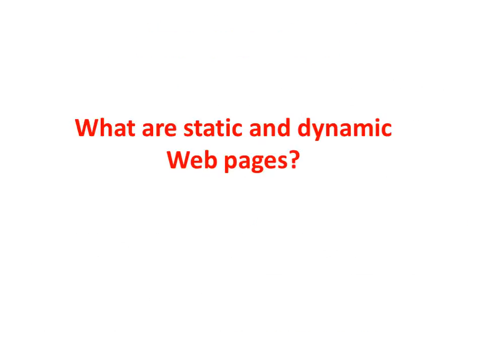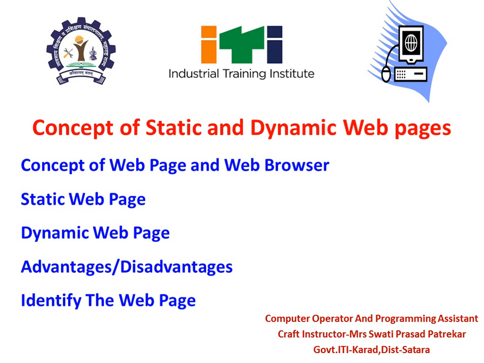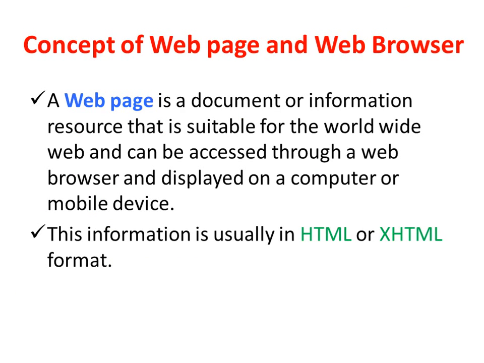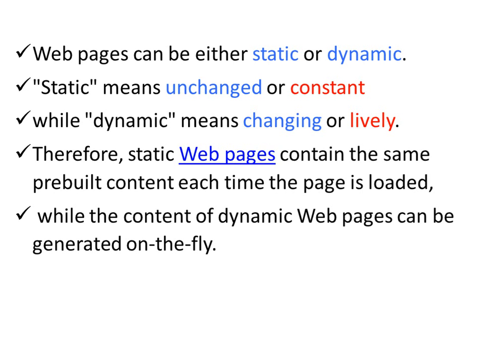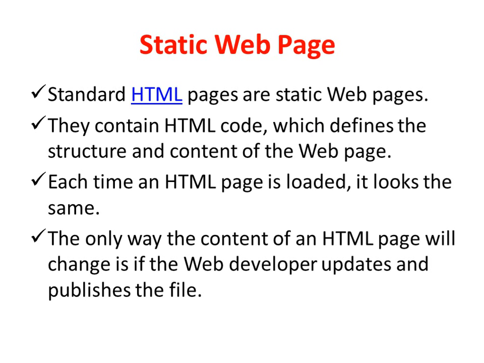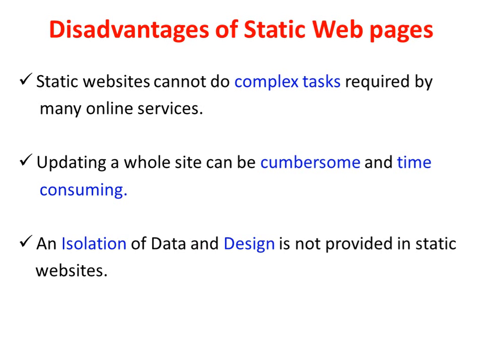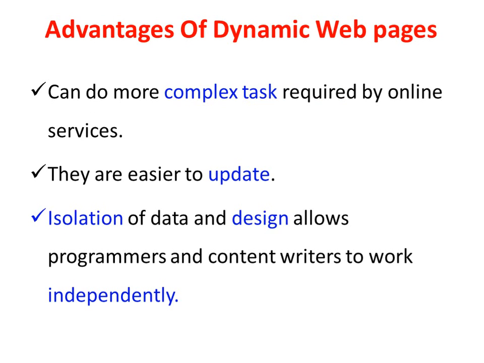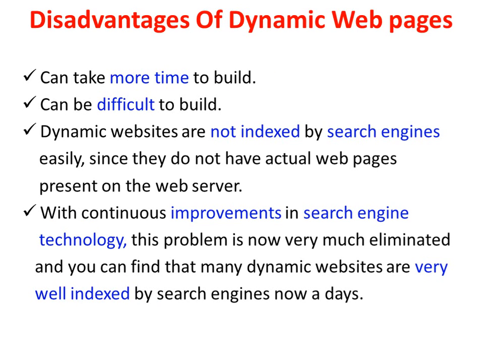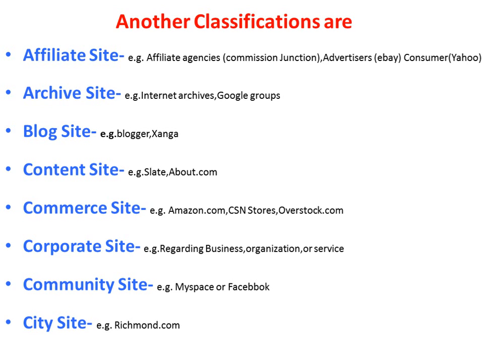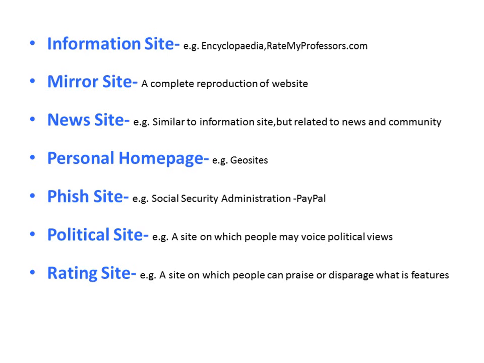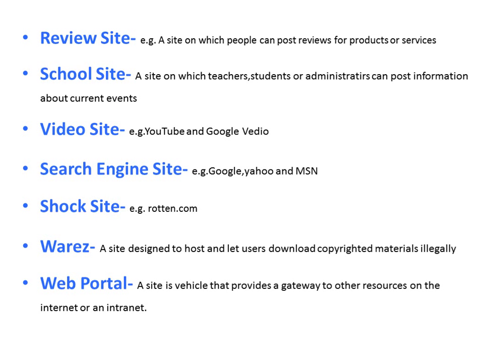In this topic we covered the concept of web page and web browser, what is a static web page, what is a dynamic web page, their advantages and disadvantages, and how to identify them. Then some other classifications of websites: blog site, commerce site, city site, information site, personal home page, rating site, review site, video sites, search engine, web portal, etc.